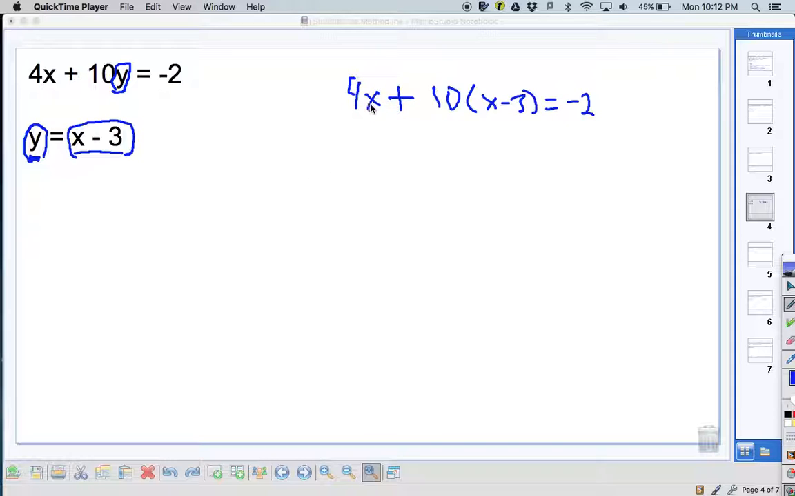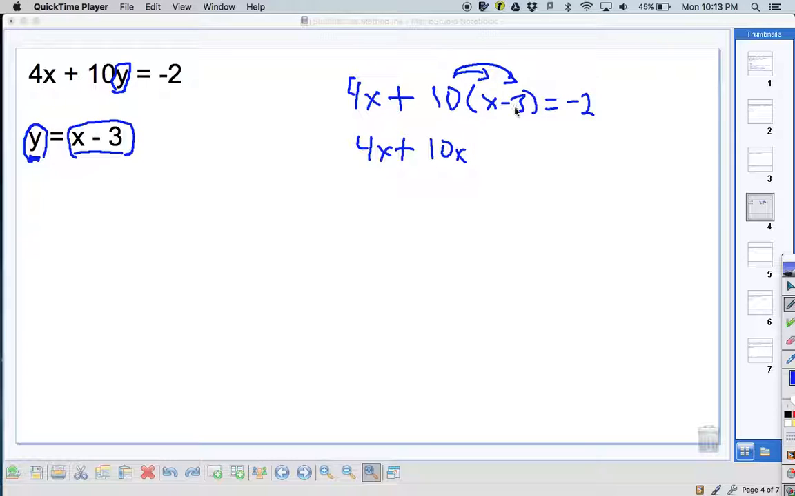First off, we have 4x. We're fine with that. We have parentheses here. We're going to need to use the distributive property. Remember, the distributive property says anything outside gets multiplied inside. So I got the 4x plus from out front. Distributing, 10 times x is 10x. So I'm going to write 10x. We got to go back.